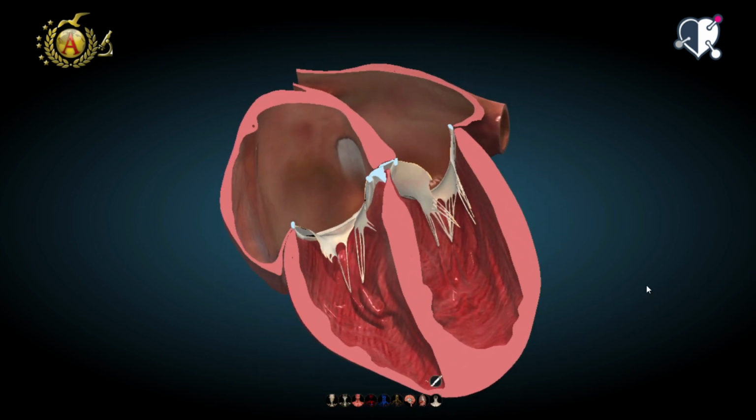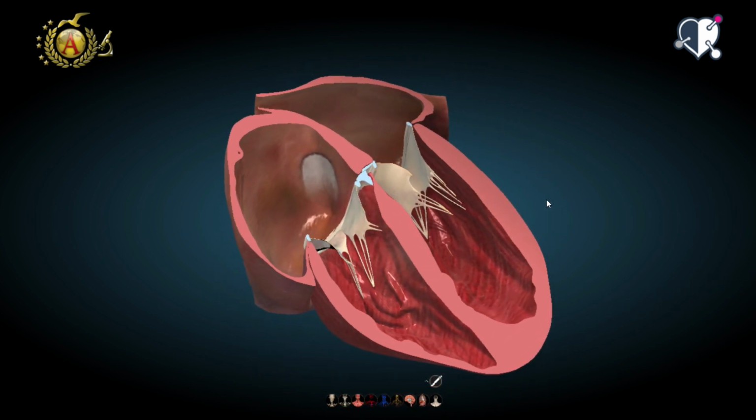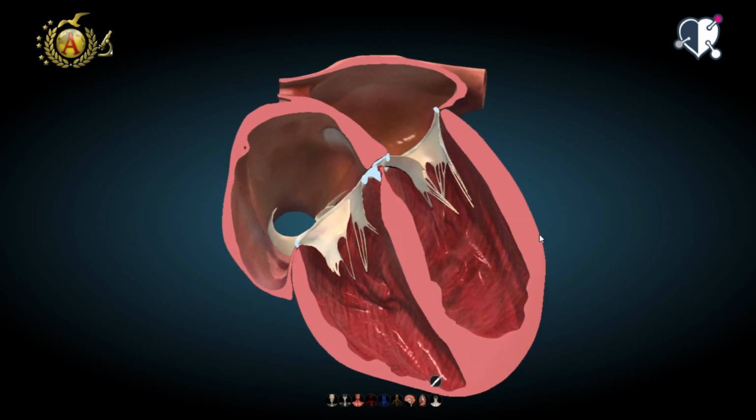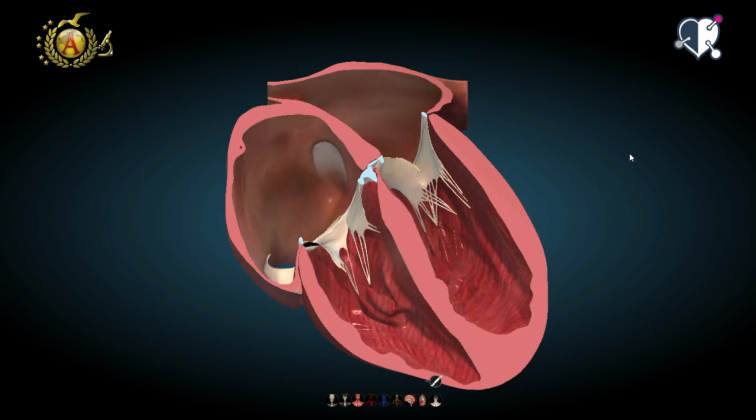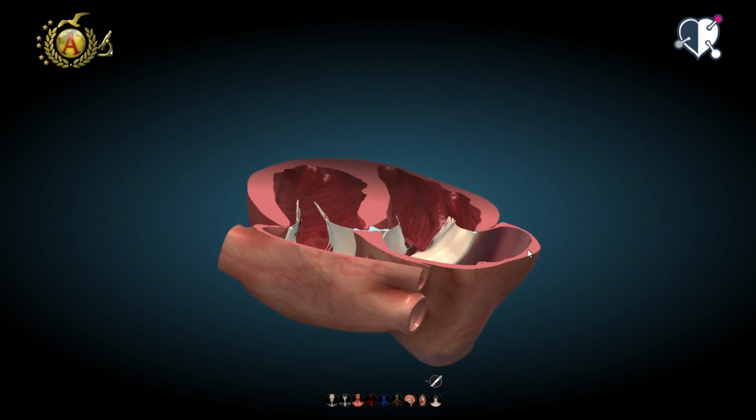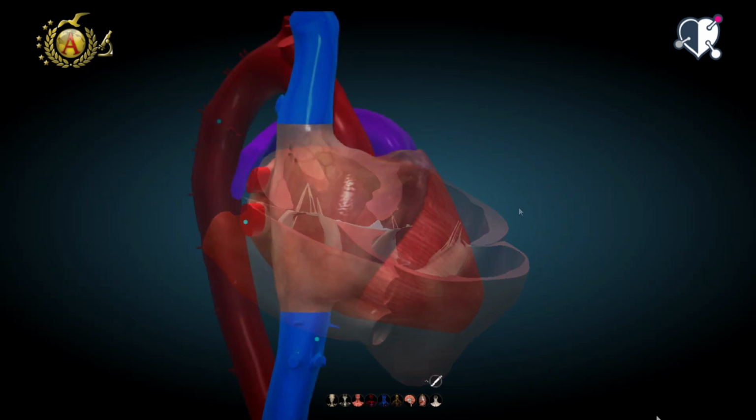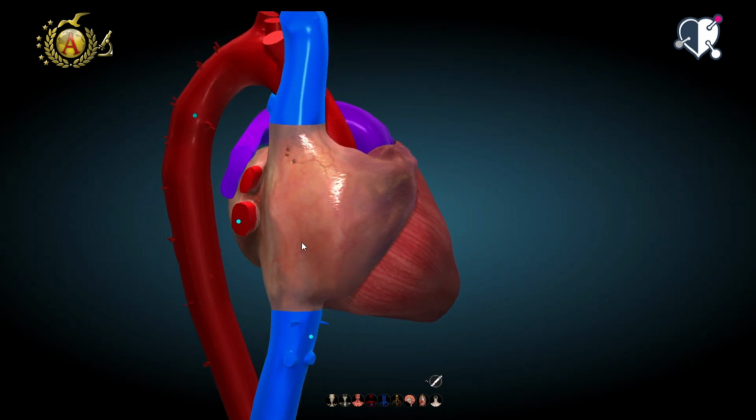The separation between the atria and the ventricles is due to valves that have cusps or flaps. Their function is to close during ventricular systole in order to prevent blood from returning to the atria. But let's start by talking about the right atrium now.